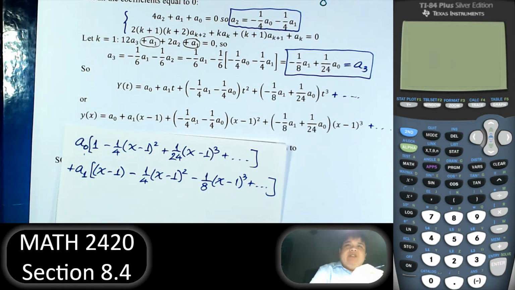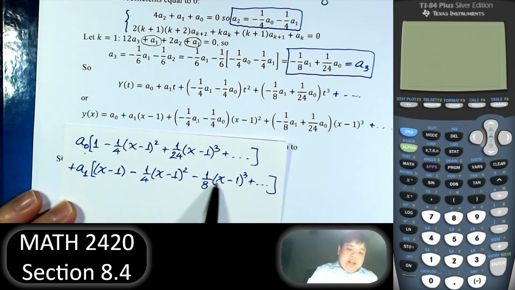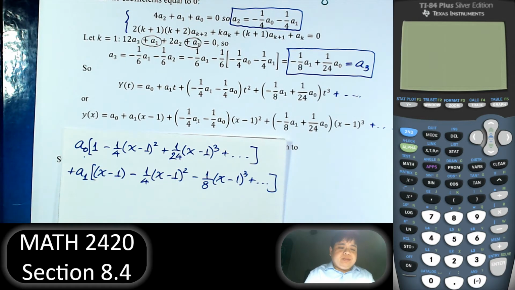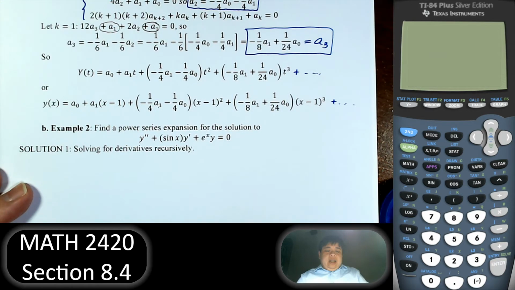Or in terms of what we wrote previously, C1 Y1 plus C2 Y2. So that is exactly Y1 and Y2, but represented as a power series. That's good.